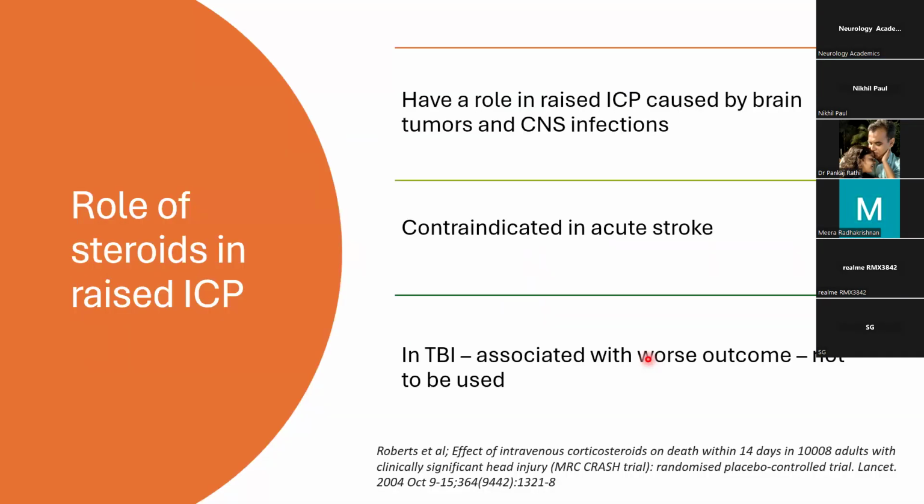So when are steroids indicated in raised ICP? They can be used in conditions where there are brain tumors and CNS infections also. And as I discussed earlier, they are contraindicated in acute stroke. Also in traumatic brain injury, since there is a worse outcome, they are not to be used.